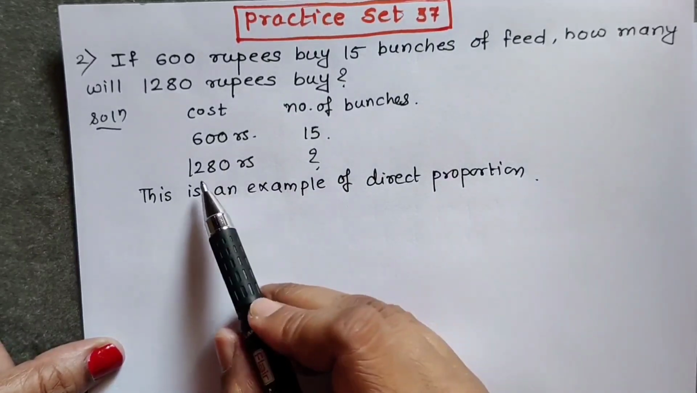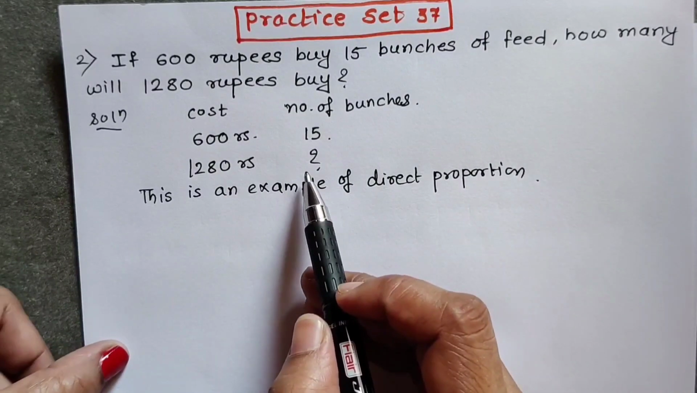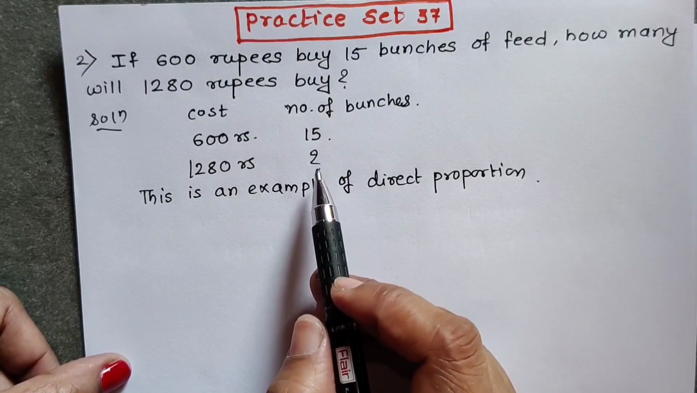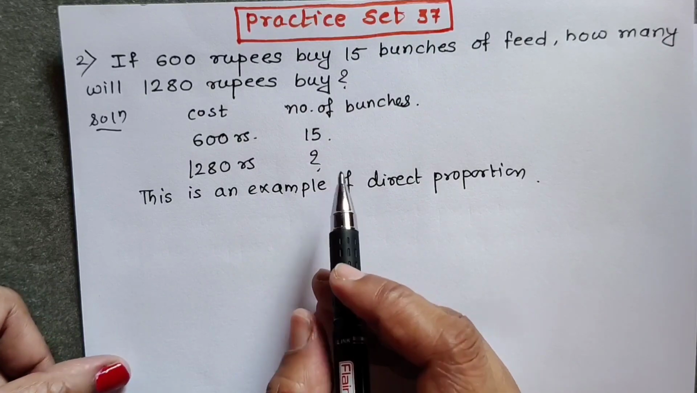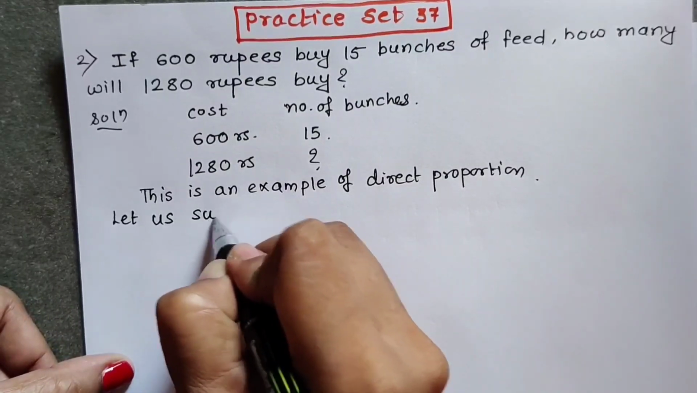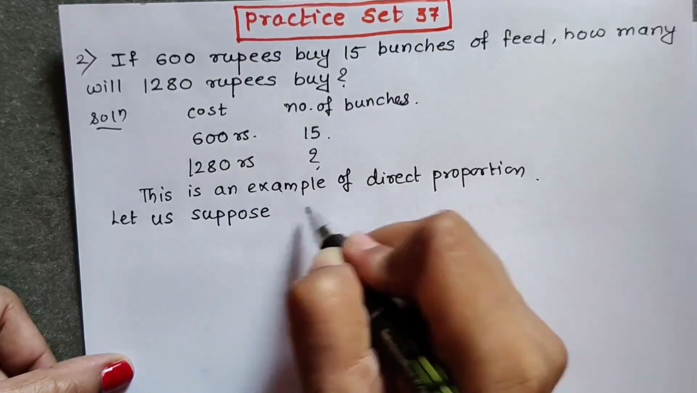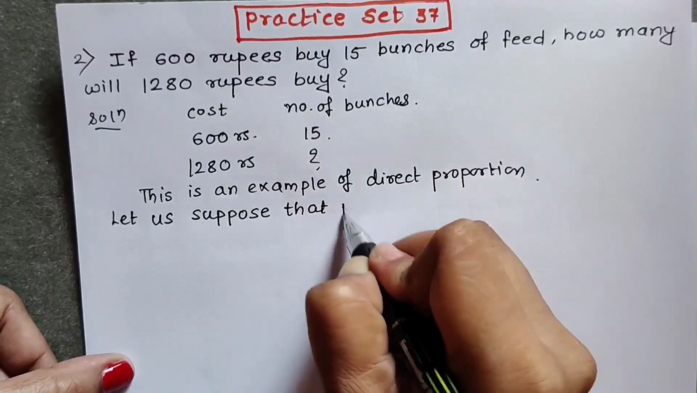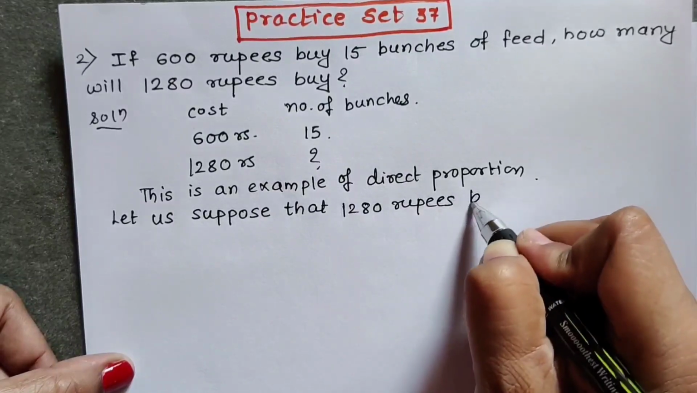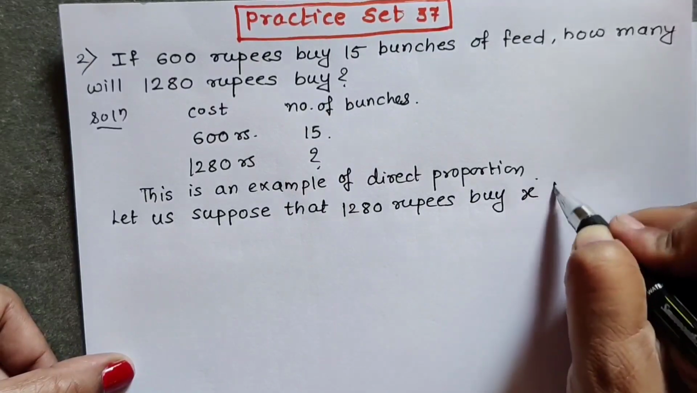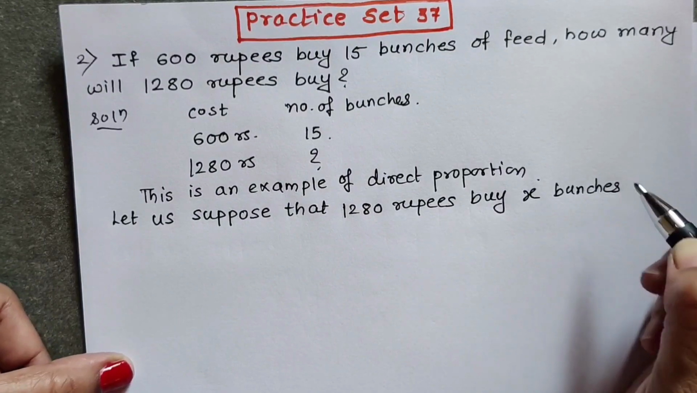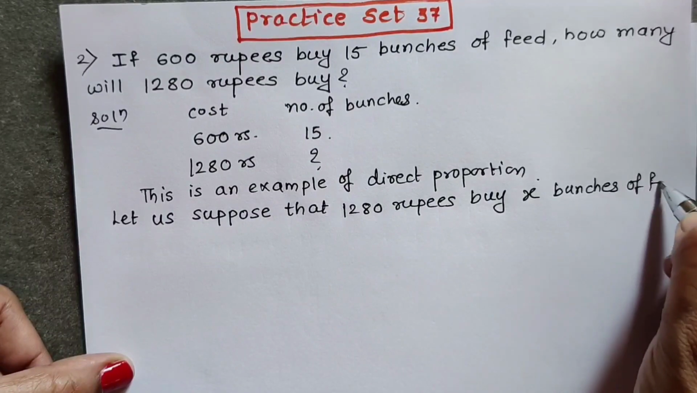As we have to find out for 1280 rupees how many bunches we can buy, we don't know the number of bunches. For that we have to take the quantity as x. So let us suppose, we have to imagine it, we have to suppose it. Let us suppose that 1280 rupees buy x bunches of feed. We don't know how many bunches we can buy. So for that, in the beginning we have to take it as x bunches of feed.